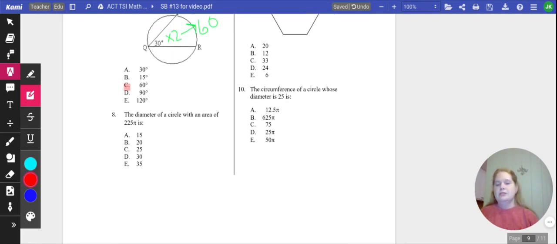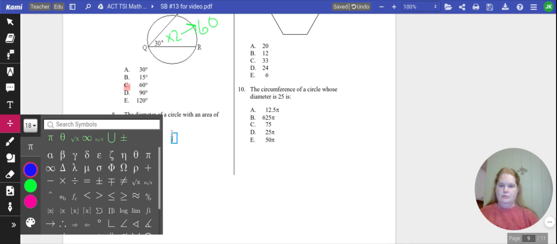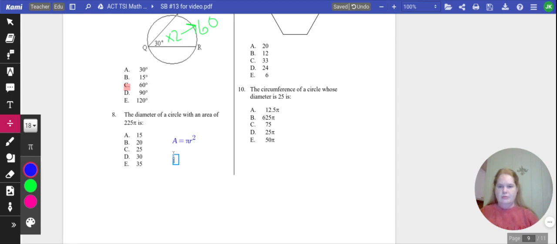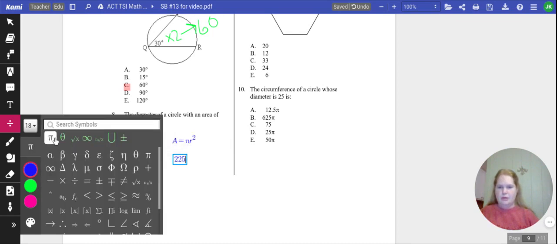The diameter of a circle with an area of 225 is what? Well, here's things that we know. We know the area of a circle is pi r squared. And according to what we just did, I'm going to move this out of the way so you can see it better. It says the area of this circle is 225 pi. And that equals the area of a circle formula, pi r squared.